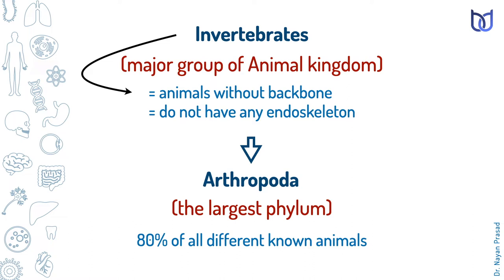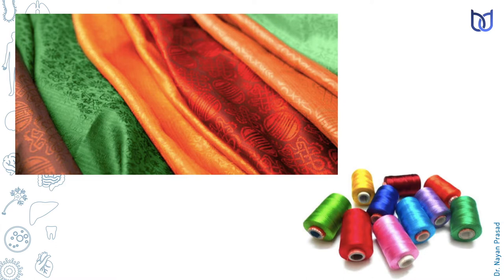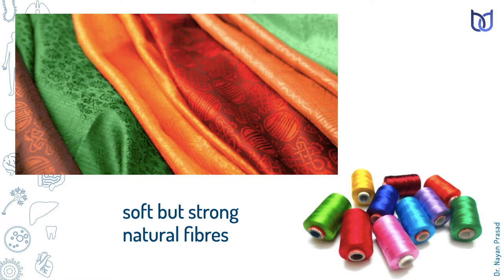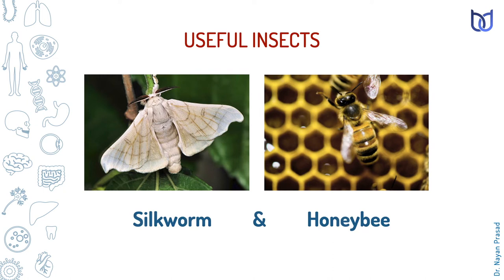Phylum Arthropoda includes all different varieties of insects, some of which are beneficial and some are harmful. You must have used silk cloths, which are made up of silk threads. Silk threads are soft but strong, natural fibers. In this lesson, we shall study two useful insects, one silkworm and another one honeybee. So, today we shall study about silkworm.